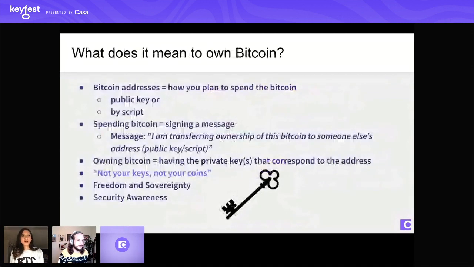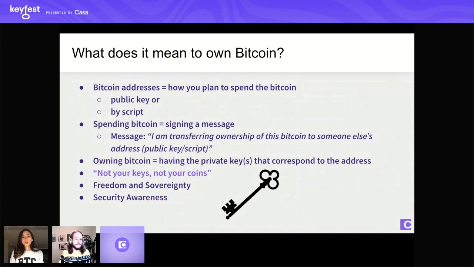Cool. So everything that we're talking about feeds into the question, what does it mean to actually own a Bitcoin? Bitcoin addresses correspond to how you want to be able to spend your Bitcoin. And that's either going to be a public key in the simplest scenario. This is often referred to as P2PKH, P2WPKH, if anyone has heard those terms before. Or for more complex spending conditions, we're going to be using a script. So like a multi-sig script actually has all the public keys of the devices involved in the multi-sig scheme.